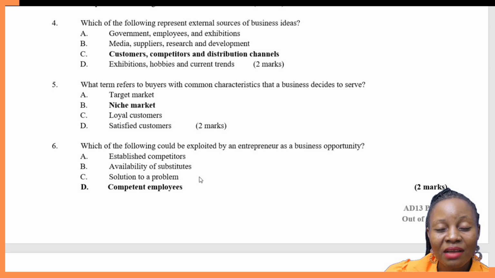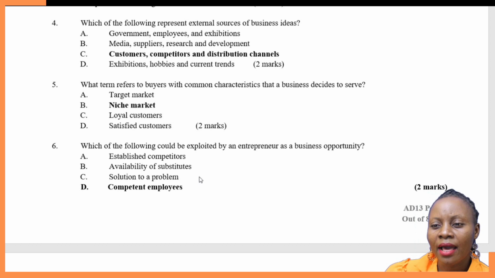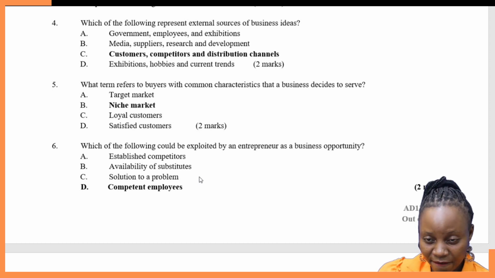But at least when you have competent employees with you, that means these people will give you ideas which are very viable. These people will be able to do their operations or their roles and responsibilities very efficiently and effectively. There will be no wastage, there will be no errors, basically because they understand whatever it is that they are doing. So at the end of the day, basically they act as a business opportunity for you.